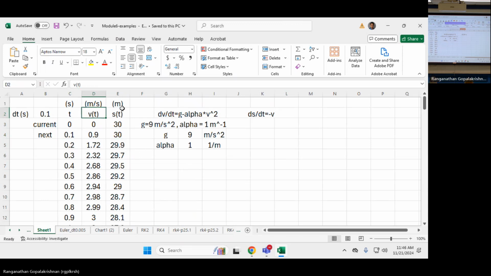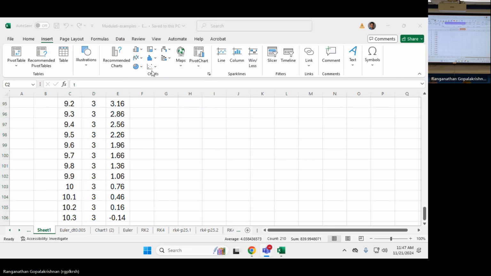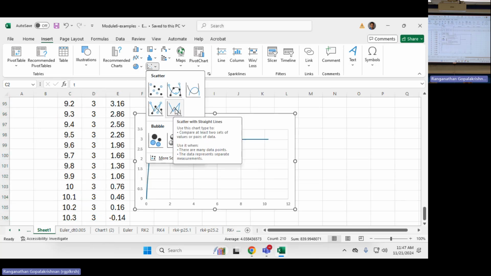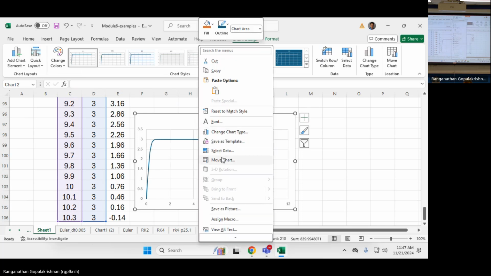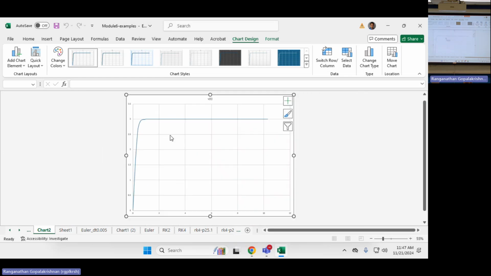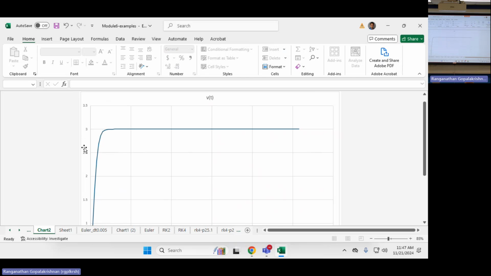Okay, so you have the speed and the velocity. Okay, so let's plot it. I'm going to make a plot of the speed versus time. So here is my graph. What do you see here? What is the behavior? It's very thin. Maybe I'll make it a little bit bigger.